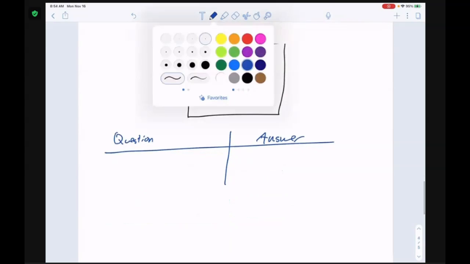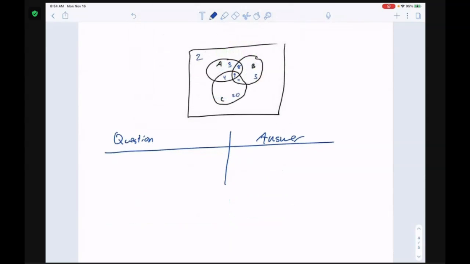So if I were to ask you, we're going to have this little part right here, n parentheses. Now this means the cardinality. This is another notation for cardinality. It means to count, basically count the numbers in the selected regions.